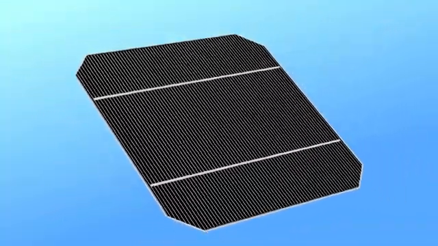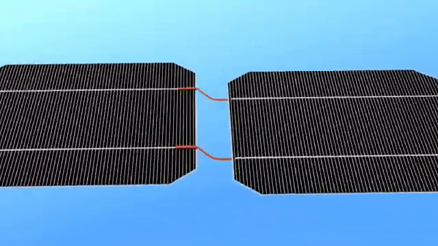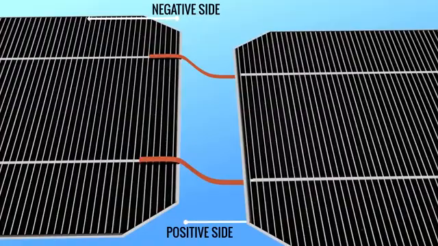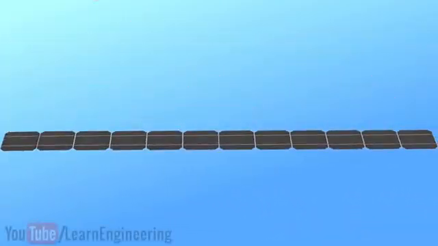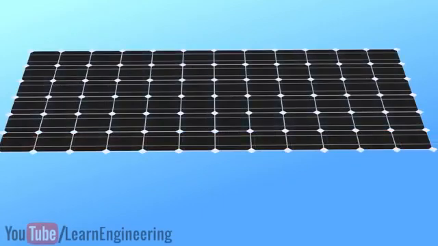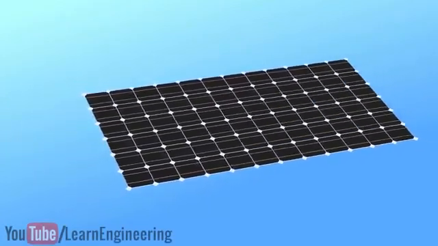The top negative side of this cell is connected to the back side of the next cell through copper strips. Here, it forms a series connection. When you connect these series-connected cells parallel to another cell series, you get the solar panel.